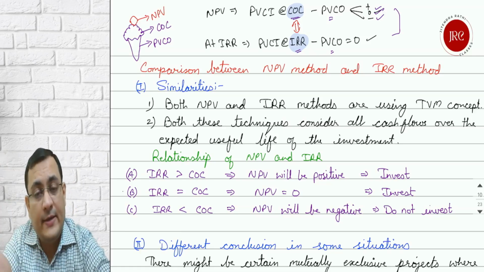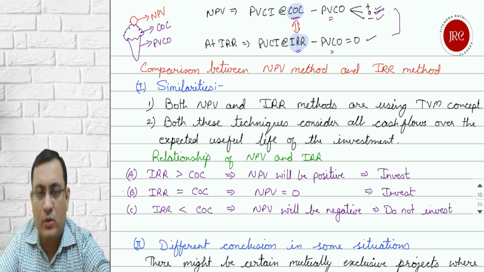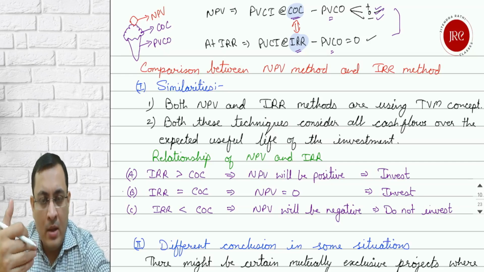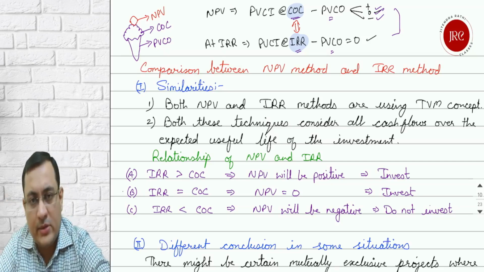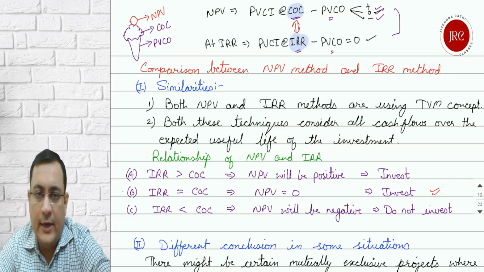Because at least you are generating as much as the investor or the organization is requiring from the project. So in this case, where COC equals IRR and NPV equals zero, you are going to invest in the project. Let's go for the second case.